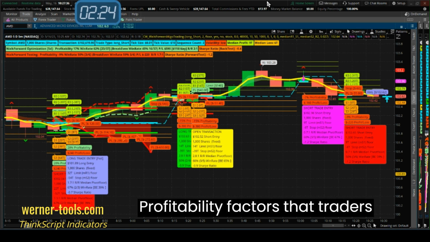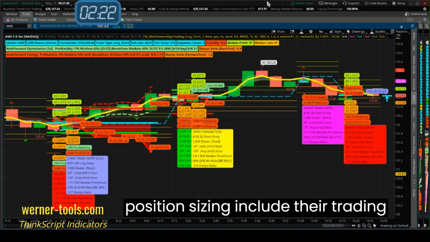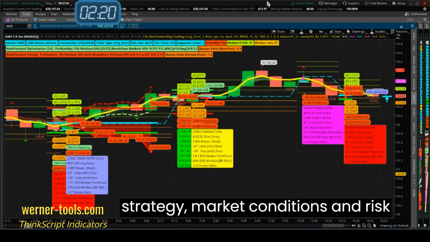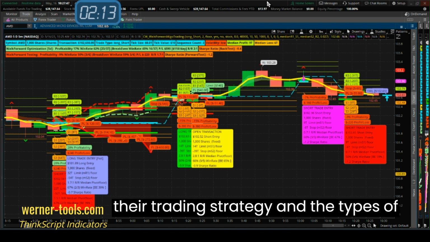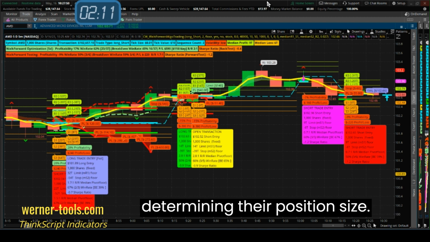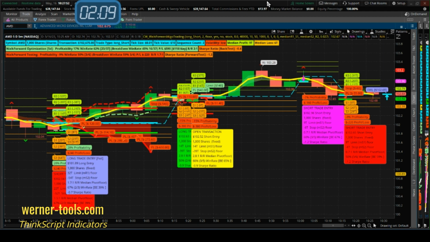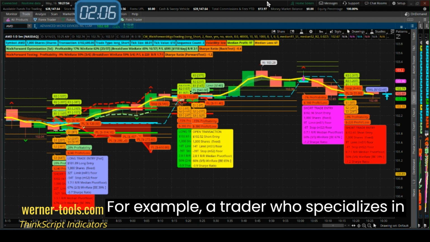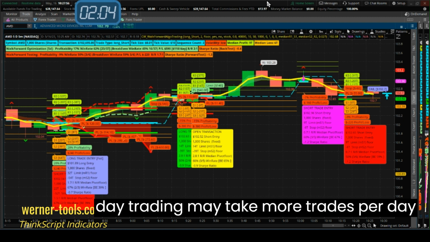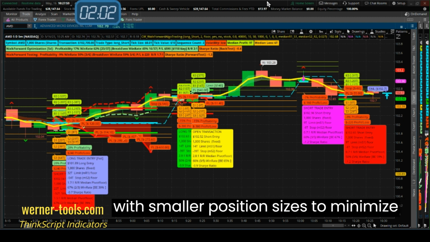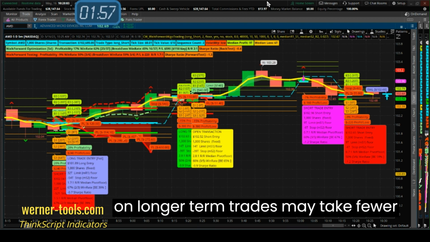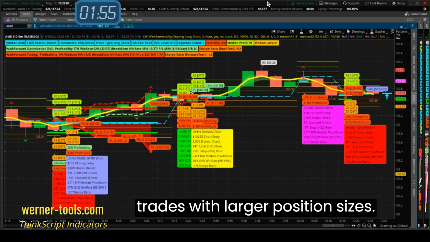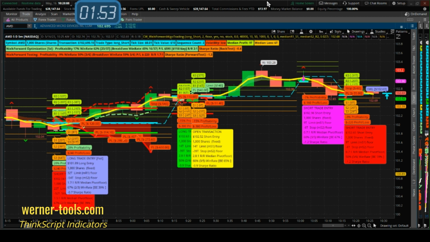Profitability factors that traders should consider when implementing position sizing include their trading strategy, market conditions, and risk tolerance. Traders should consider their trading strategy and the types of trades they will be making when determining their position size. For example, a trader who specializes in day trading may take more trades per day, with smaller position sizes to minimize risk. A trader who focuses on longer-term trades may take fewer trades with larger position sizes.